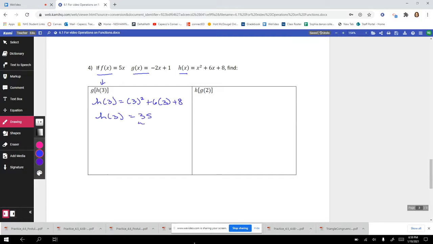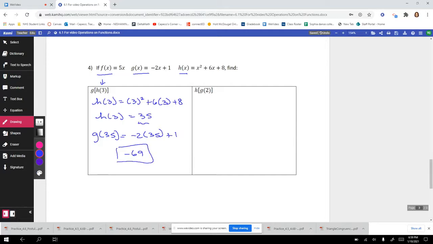So now I'm going to take this 35, and I'm going to substitute it in my g of x. So g of 35 is equal to negative 2 times 35 plus 1. So that's negative 70 plus 1. So my final answer is negative 69.